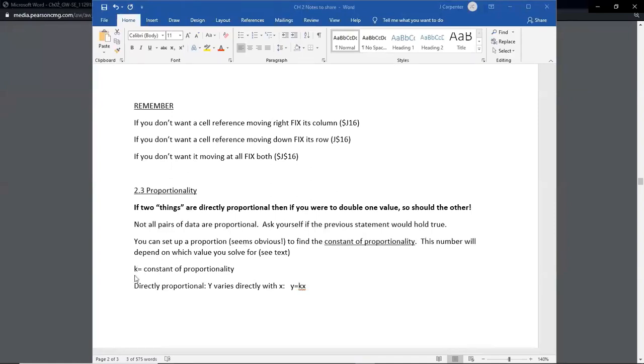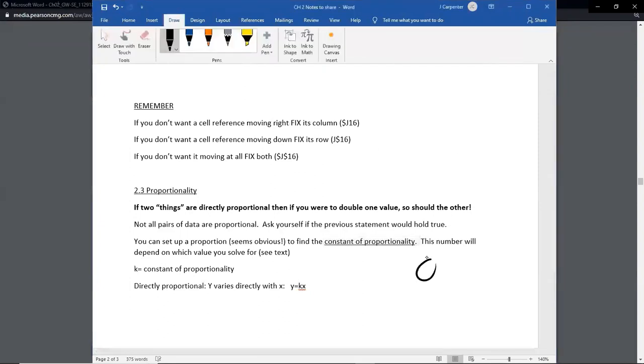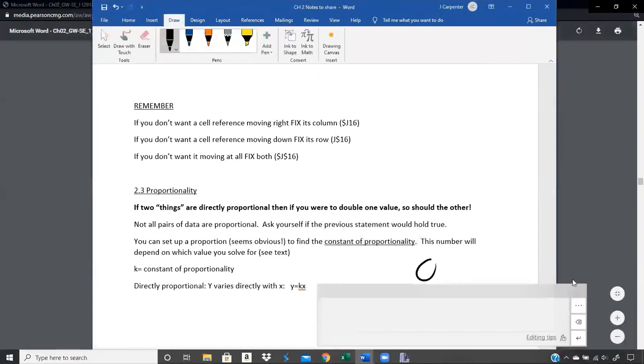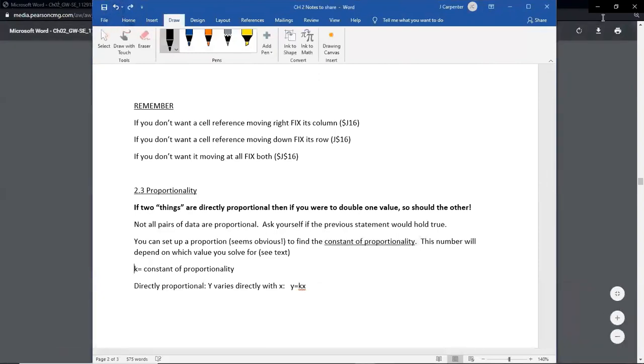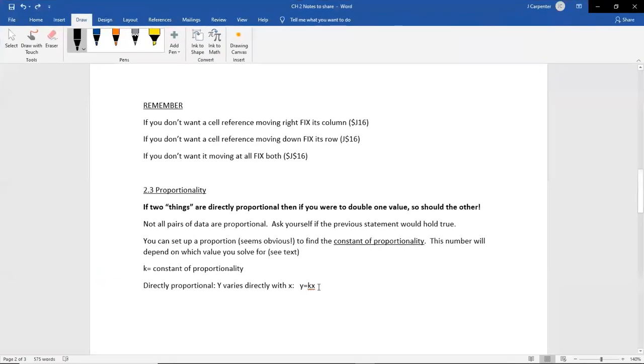So K. K is the first letter of the word constant, right? I know, it's just a hard K sound. But C just isn't our favorite variable to use because some people get a little squirrely with their C's and they start looking like O's almost. I don't know why I don't have it maximized. There we go. So when we talk about the constant of proportionality, the thing that says, all right, for every one of this thing, there's that many of the other thing. That's what we call K.